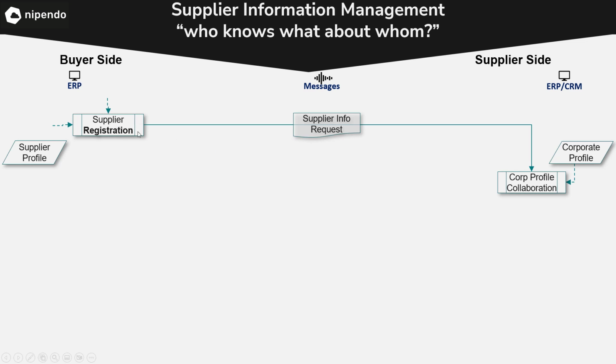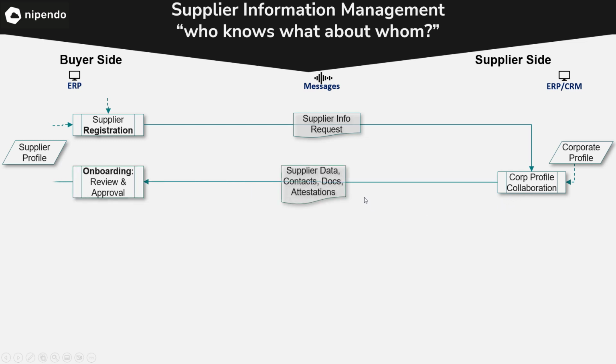So when a supplier is registered, that's fine, but then a supplier info request goes across to a supplier saying, please tell us more about you. Give us your W-9, sign an NDA, whatever else needs to happen. And the supplier is stuck doing what we call a corporate profile collaboration, basically taking their information about themselves and filling in the form that's been sent to them. So one way or another that gets filled out, gets sent back, and it's in the form of data about the supplier, but also contact information, documents that are required, even attestations, things that need to be signed off on, like an NDA, for example.